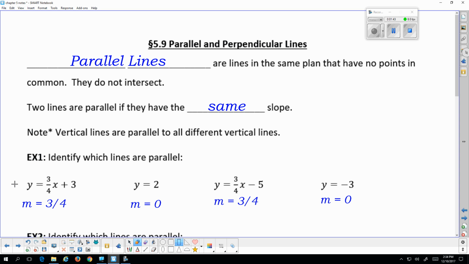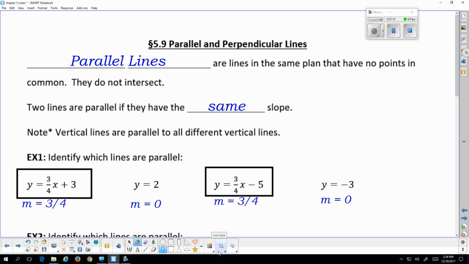Okay, so which two lines are parallel? Well, to start, we have these two lines are parallel to each other because they both have a slope of 3/4. And then there's another set of parallel lines, the y equals 2 and the y equals -3. They are parallel to each other because they both have a slope of 0. So that was example 1.